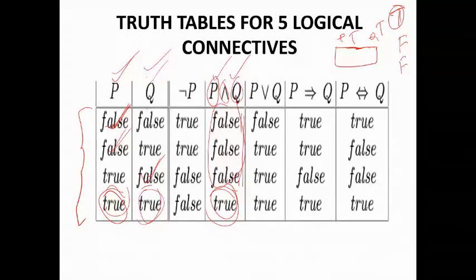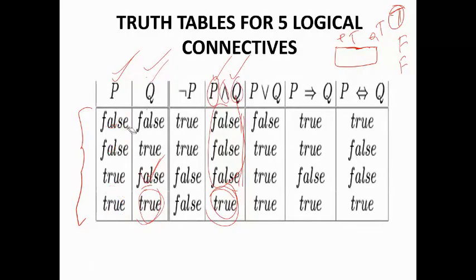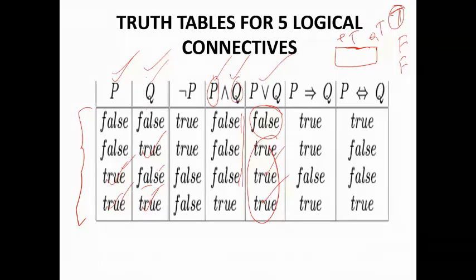Okay, the next idea is P or Q. So let's say we have one of the sentences true. Just the opposite. We are talking about P or Q now. If one of the sentences is true, or both of them are true, then it will be true. Otherwise, it will be false. So false, false, false; false, true, true; true, false, true; true, true, true, this way. So this is another way of representing P or Q, two sentences combined together using the or symbol.